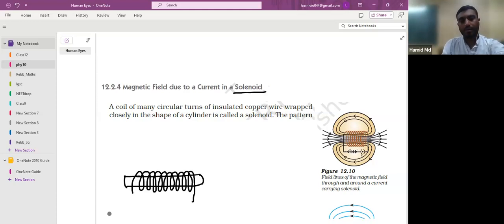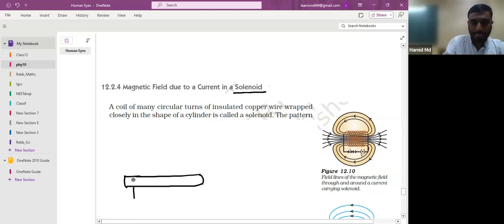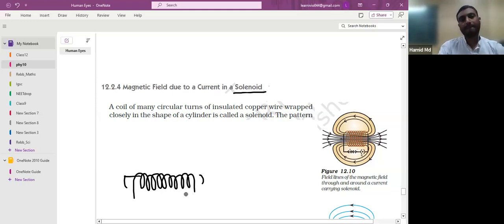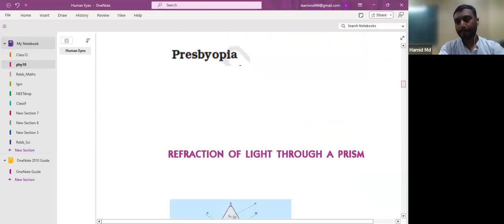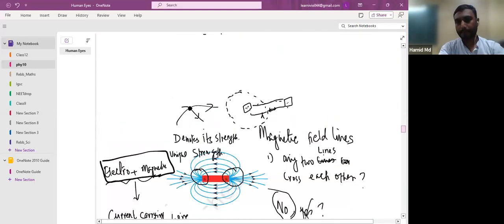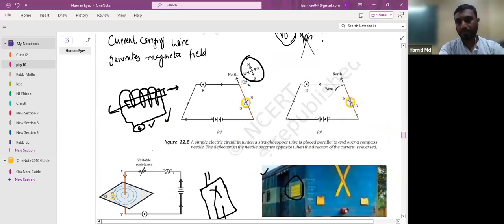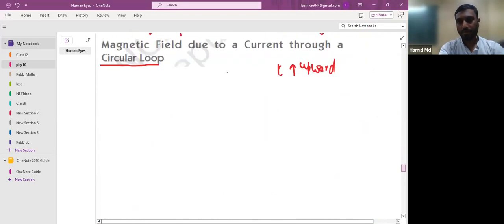Why? Have you seen such apparatus? Have you seen such apparatus, Shoaib? Yes, sir. Have you seen such apparatus? No. You never saw. Okay, no problem.